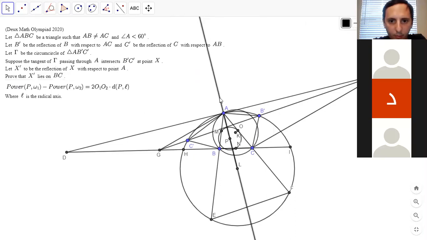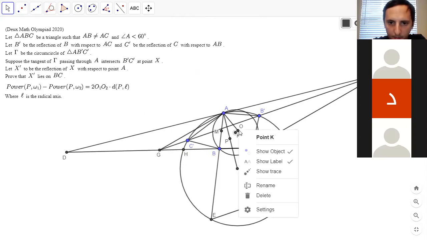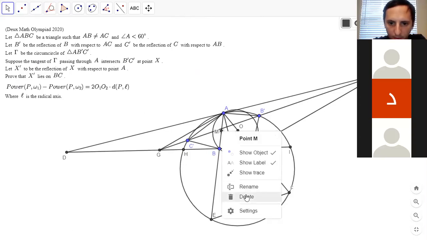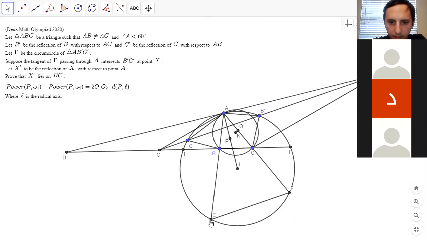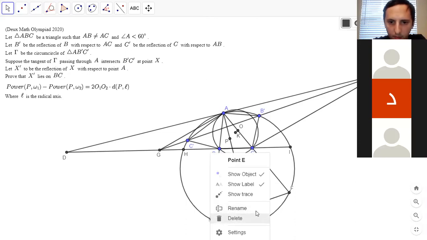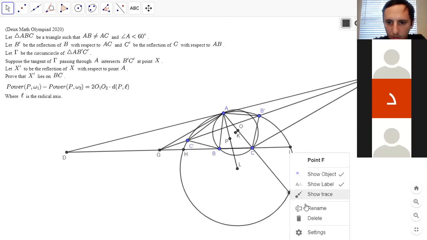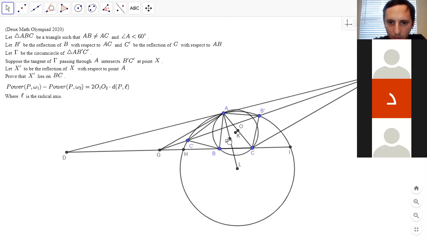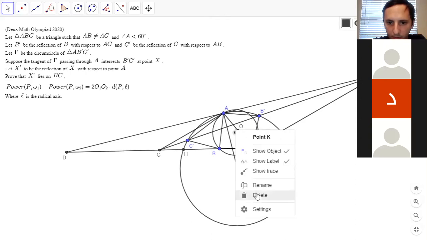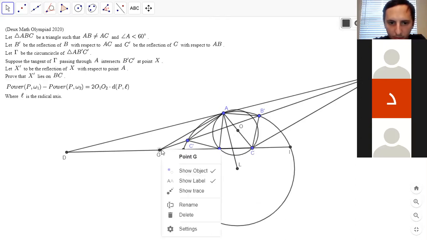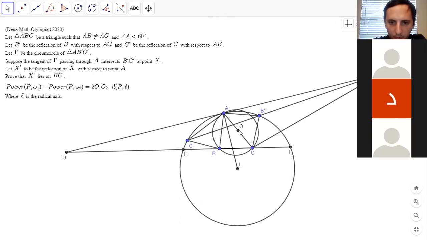Did you use the nine-point circle? No, I don't use that. All right, I'm going to delete some of the extra stuff. Do you need E and F? No. Do you need G? You could erase your little. Right.